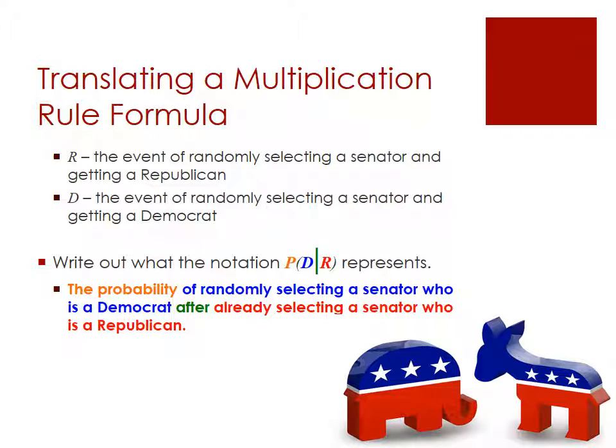Alright, now I've gone through and coded these to help you take the different pieces of the formula and tag it in with the sentence that I've written from it. So what we're looking at here is this notation represents the probability, that's our P, of randomly selecting a senator who is a Democrat after, as represented by the slash bar, already selecting a senator who is a Republican. So this is what P of D/R represents. And again, you need to make sure that you're able to move back and forth from either the word problem and writing in the proper notation or the notation and translating that out.